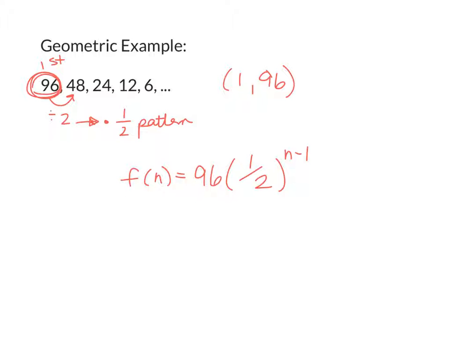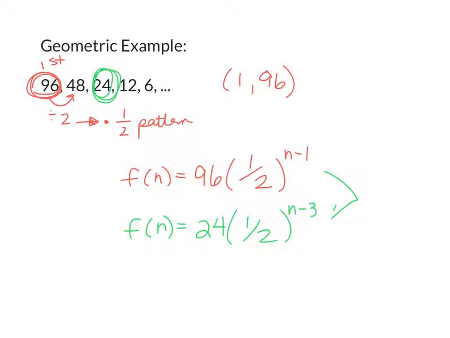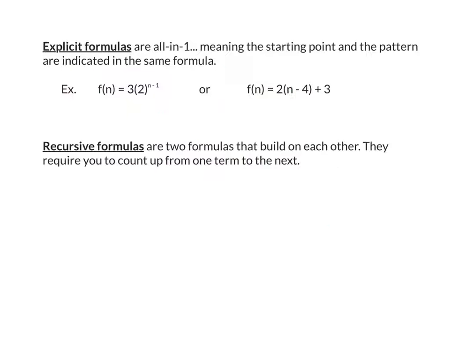I also want you to recognize, just because you might see it later on, you could pick another term. For example, I could pick 24 here, and that would be the same. It will end up being an equivalent equation. Just notice that when you write the exponent, you'll write n minus 3, because the third term is 24 with a 1/2 in the middle. All right, just recognize that these don't look the same, but they're equivalent. All right, let's look at those recursive formulas now.